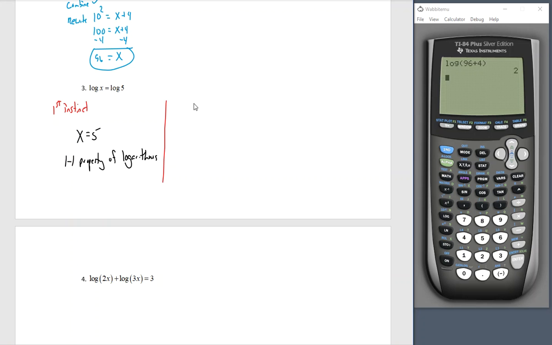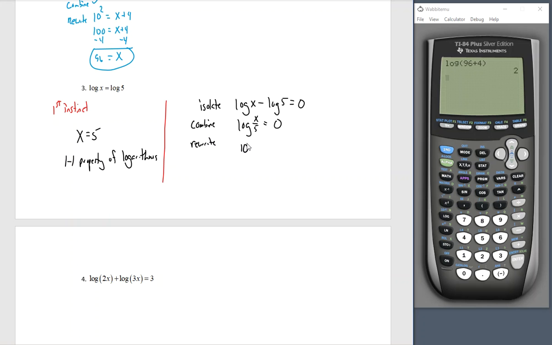Well, we can isolate. We have log of x minus log of 5 equals 0. We got all the logs on the same side. We could combine. If you're subtracting 2 logarithms of the same base, you divide their arguments. The inside of a logarithm is called the argument. Combine, now we rewrite.